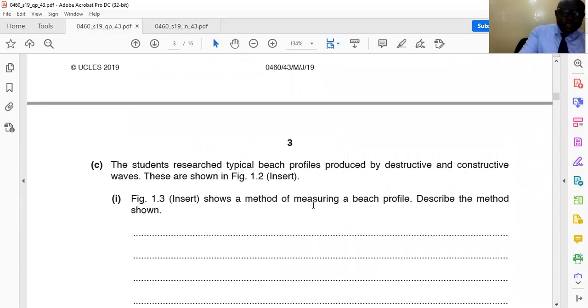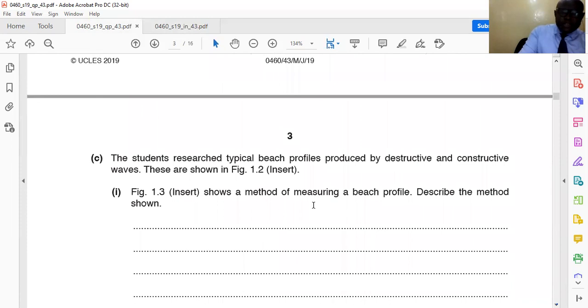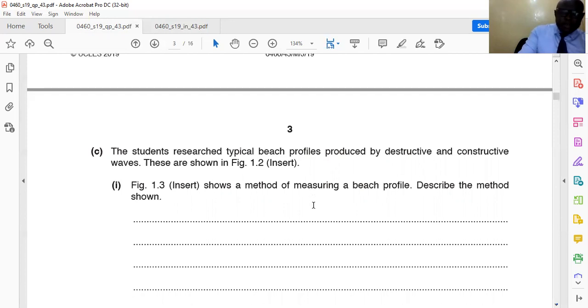Yes. So the student researched typical beach profiles produced by destructive and constructive waves. A destructive wave destroys the beach, it erodes the beach, while a constructive wave builds the beach. Let's settle that. So this figure 1.3 insert shows a method of measuring the beach profile. Describe the method shown.